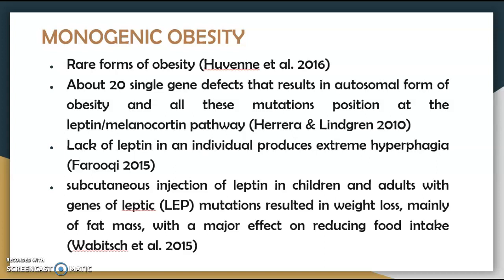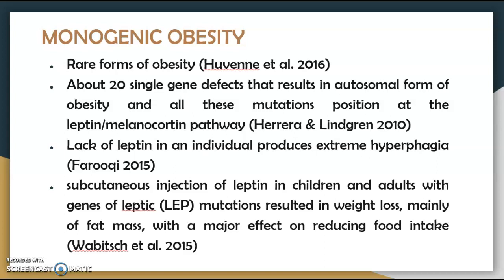As mentioned in the previous slide, monogenic obesity is a rare form of obesity. To date, there are about 20 single gene defects that result in an autosomal form of obesity, and all these mutations are positioned at the leptin-melanocortin pathway, which is critical in the regulation of our body homeostasis.